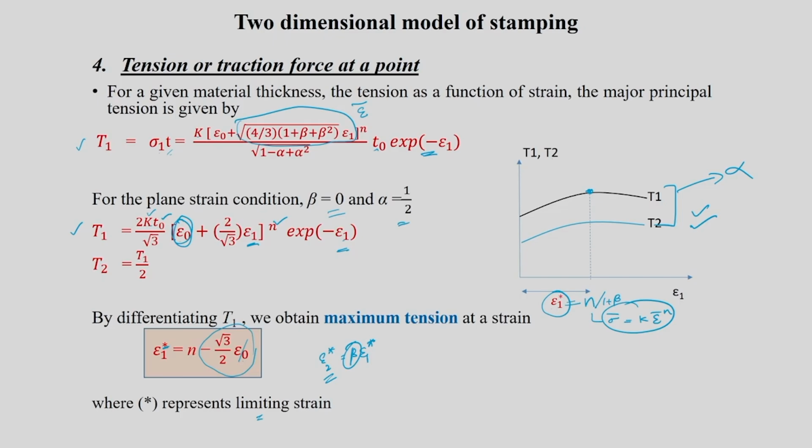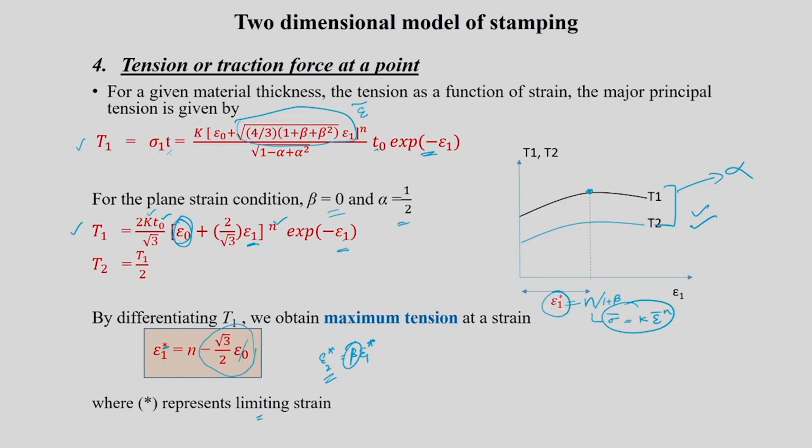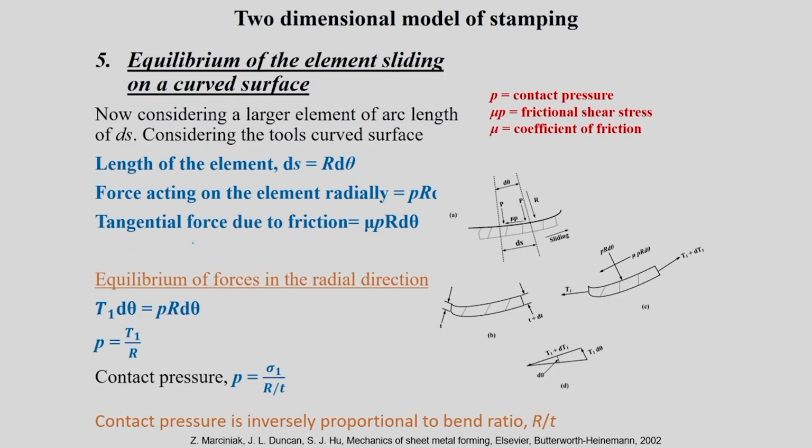So just considering one element, how to get all the principal strains, then effective strain, principal stresses, alpha, beta of course, and then you have a sigma bar, then you can get T1 and T2, and further if you put this particular condition for maximum tension you can get epsilon 1 star, that is the major principal strain at which maximum tension is reached, after which you will see a decay in T1, and correspondingly T2. So which is actually different, that is n minus root 3 by 2 epsilon naught, because you are bringing in epsilon naught into this equation.